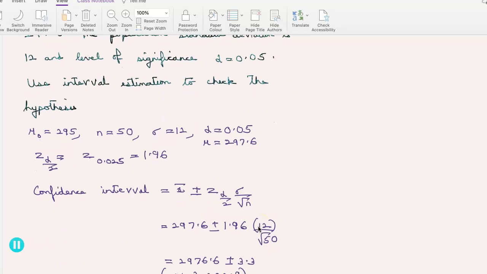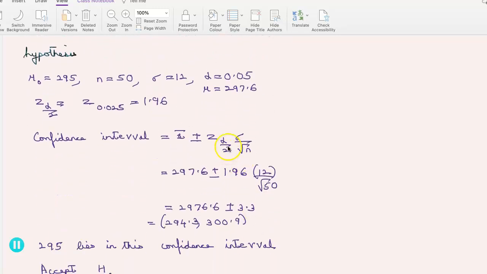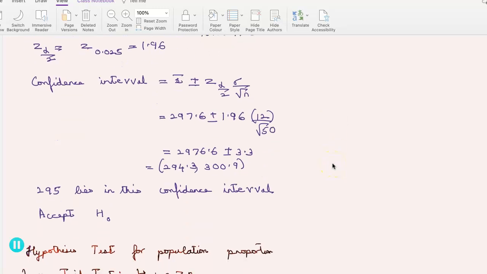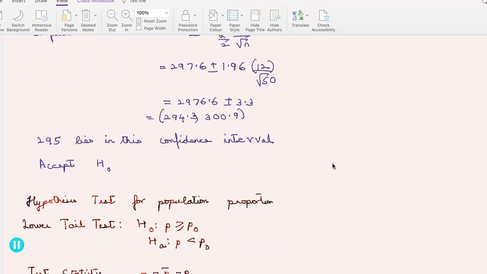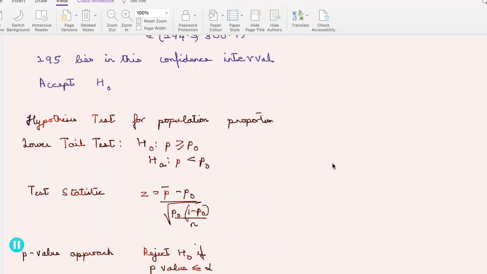Your confidence interval is x bar plus or minus z alpha by 2 into sigma by root n. That is 297.6 plus or minus 1.96 into 12 by root 50. So this will give you 297.6 plus or minus 3.3, which is the interval 294.3, 300.9. And 295 lies in this confidence interval. So we accept H0.